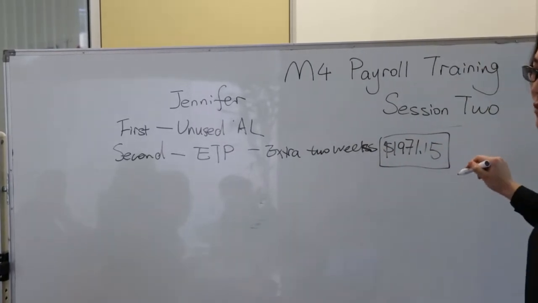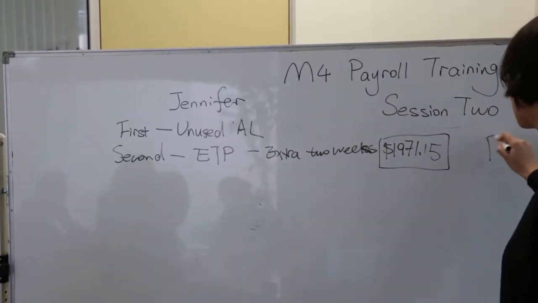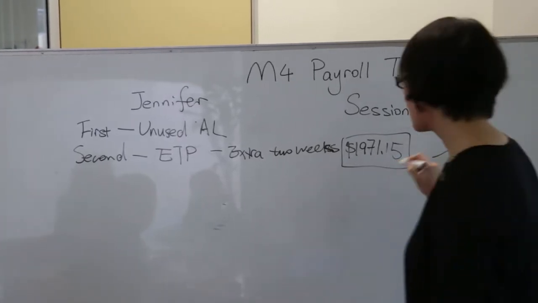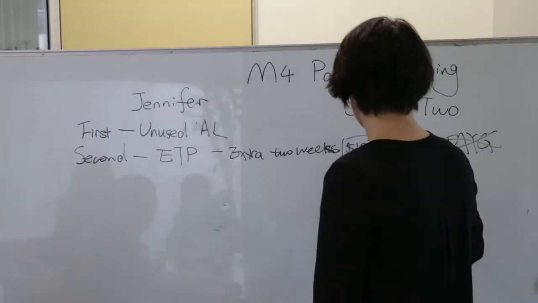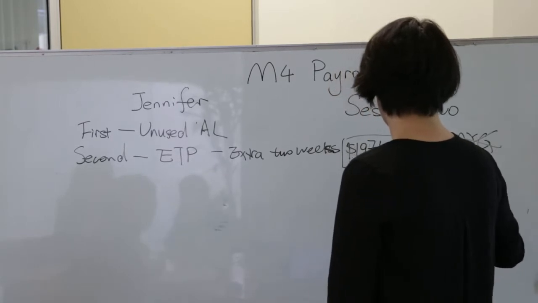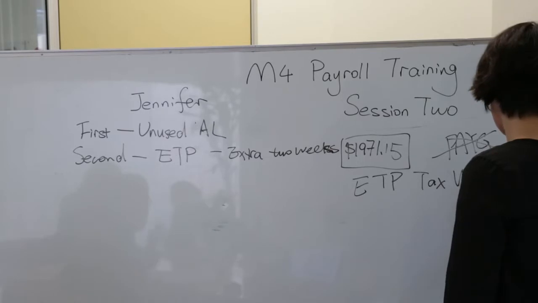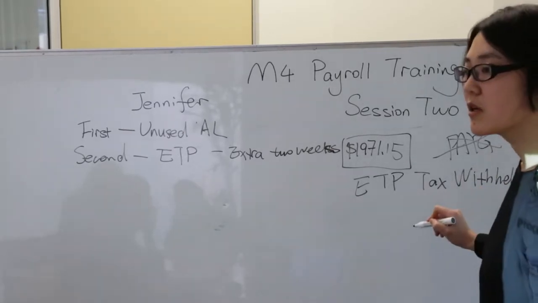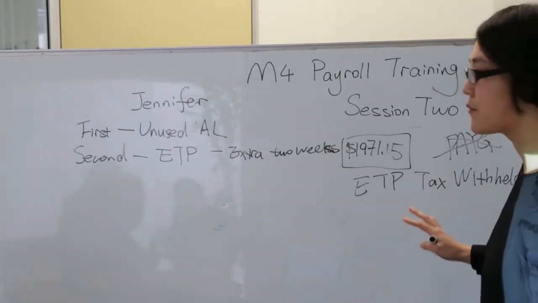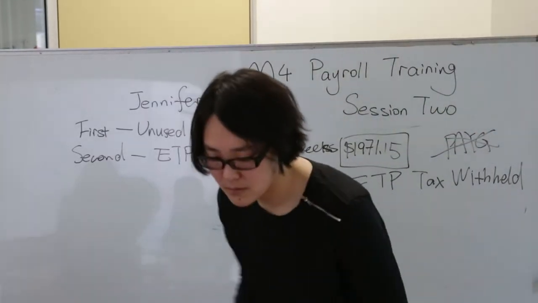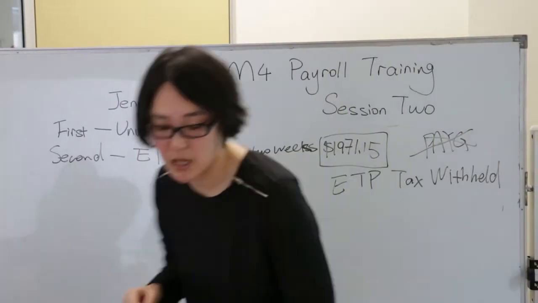This one is ETP, it's not a normal pay slip. So it's not PAYG stuff. It's called ETP tax withheld. So the tax rate is different. There's only, I think, 3 tax rates for this part. We'll talk about the tax rate later.